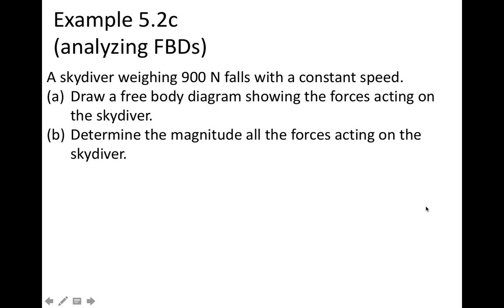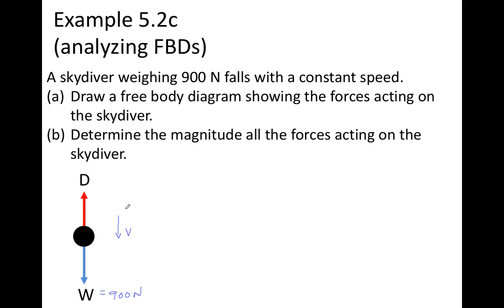All right, in the next example, we have a skydiver that weighs 900 newtons falling with a constant speed. Part A wants us to draw a free body diagram. So here's the skydiver, and the skydiver is being acted on by a weight force, and we are given the value of that weight force as 900 newtons. There's going to be an upwards drag force, and we know that drag force acts upwards because the skydiver is falling downwards. Drag always acts opposite velocity.